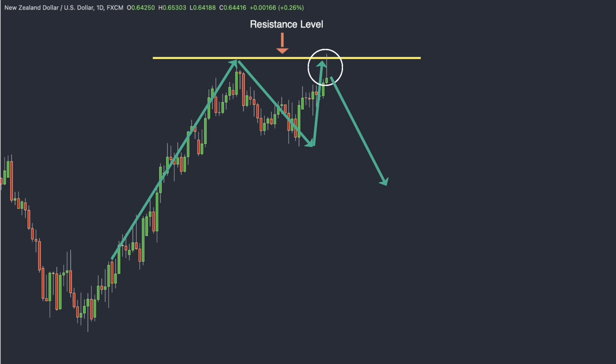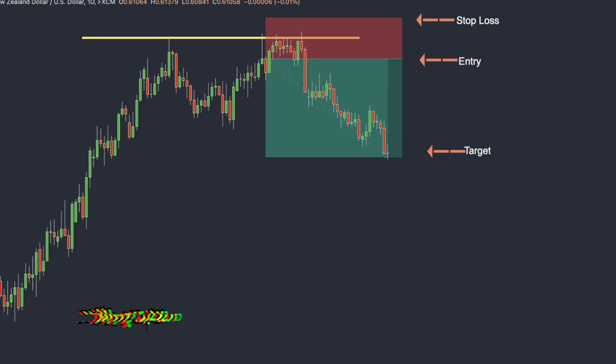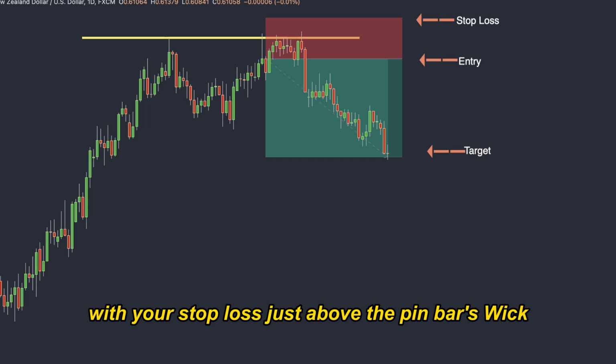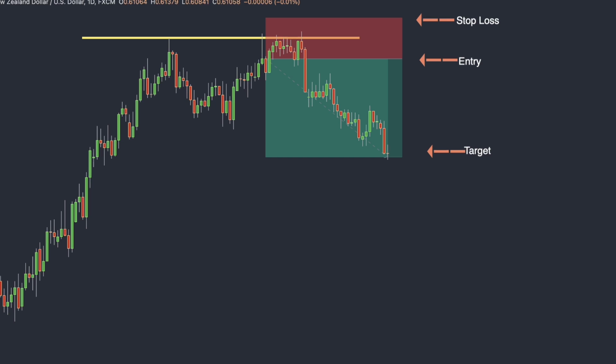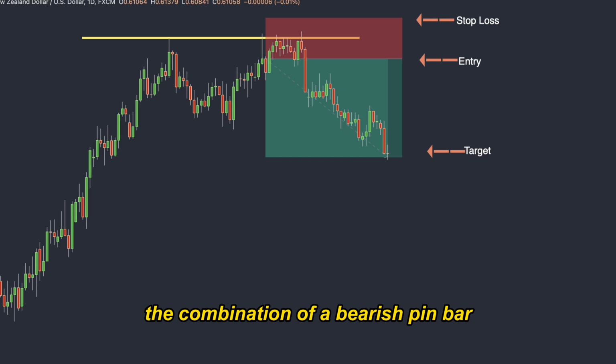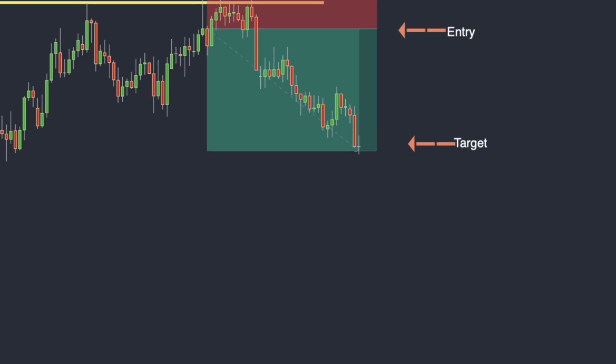You can take advantage of this by placing a short trade at the close of the pin bar with your stop loss just above the pin bar's wick. By doing this, you're positioning yourself to profit from the potential downward move, while keeping your risk low. The combination of a bearish pin bar and a key resistance level provides a solid, high probability setup.